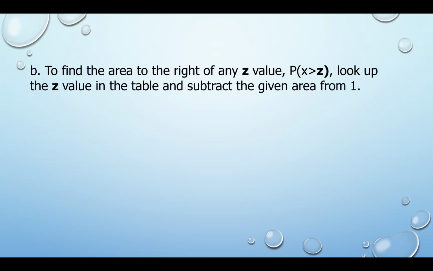So kapag naman ang binigay sa iyo or pinapahanap sa iyo is the area to the right of any z value, ibig sabihin greater than. You look up the z value in the table and subtract the given area from 1. Kasi nga, since our z table is giving you the area to the left, at ang pinapahanap sa iyo ay yung right, so kunin mo yung value ng left. I-minus mo sa 1, makukuha mo yung value ng area na nasa right.